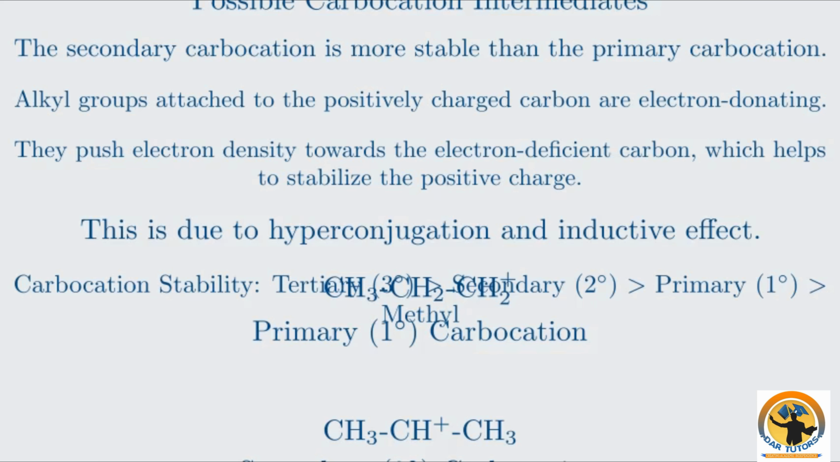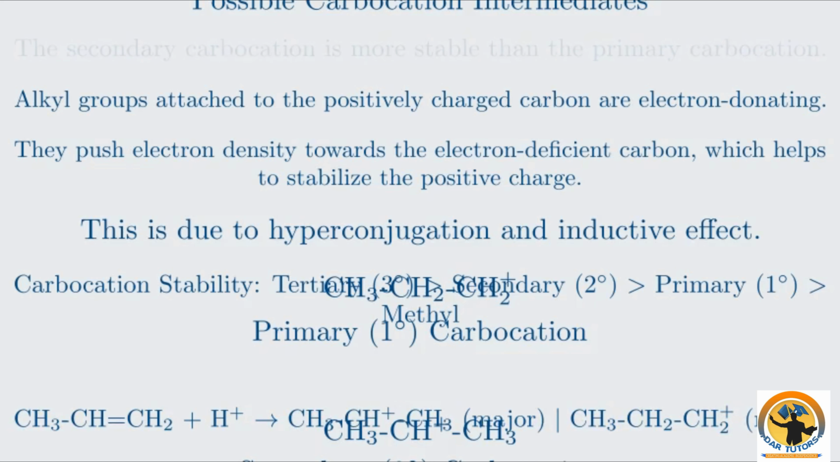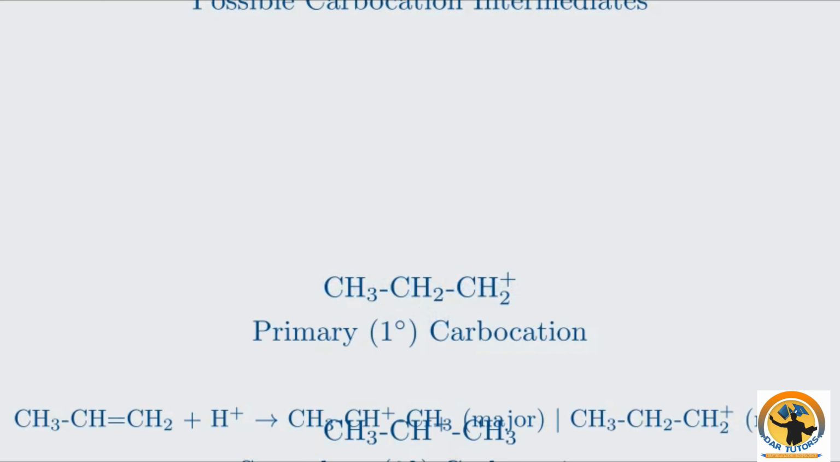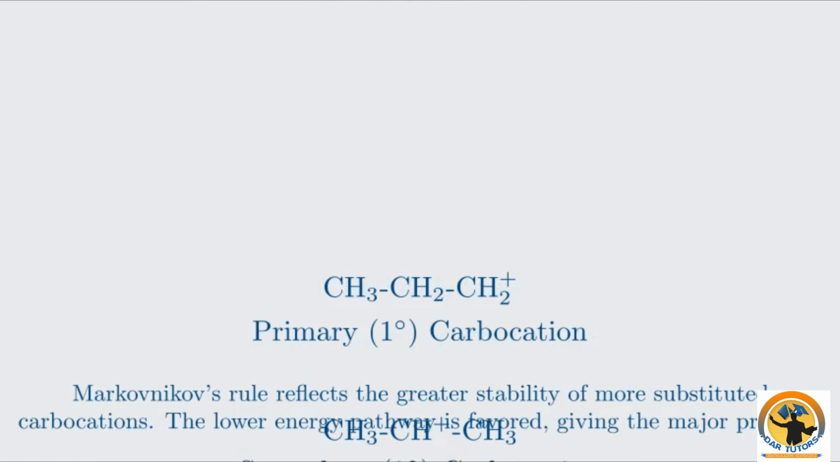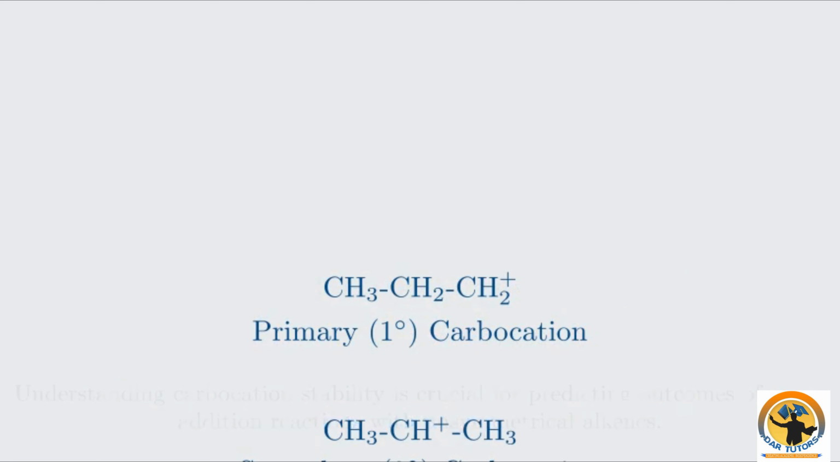So in this reaction, the pi bond attacks a proton from hydrogen bromide. This can give either a secondary carbocation or a primary one. The secondary pathway leads to the major product. So Markovnikov's rule is really a consequence of the thermodynamic stability of carbocation intermediates. The reaction pathway with the lower activation energy leads to the more stable carbocation and gives the major product. Understanding this principle is crucial for predicting the outcome of many addition reactions involving unsymmetrical alkenes.